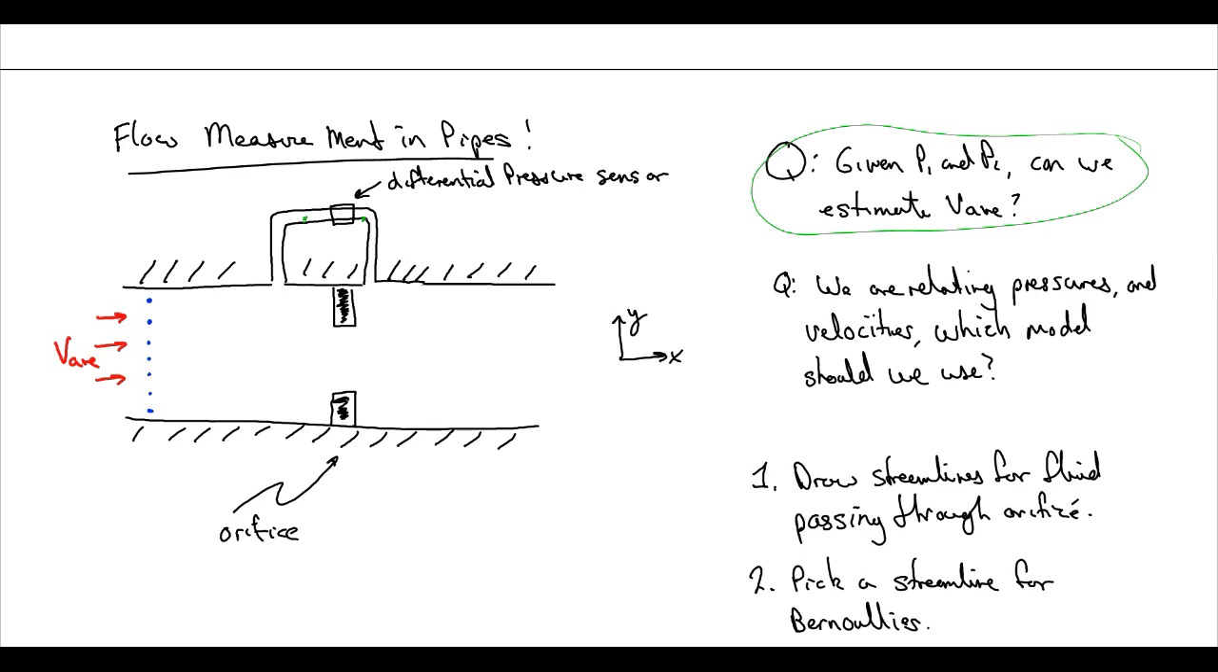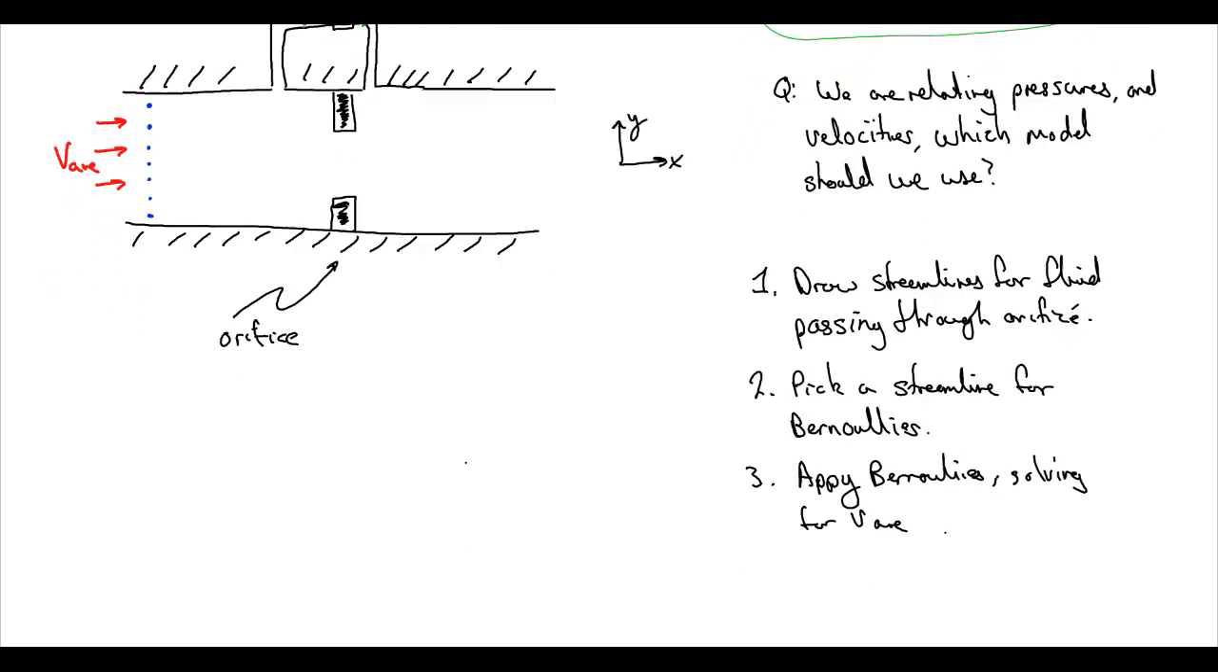So we already have experience with airplanes, so we can guess that if we have two pressure measurements, and an understanding of the fluid that we're using, we should be able to estimate V average. So we're relating pressures and velocities. Which model should we use? Well, there's really only one at this point, but Bernoulli's is a great model if we know we don't have to deal with viscous effects to relate pressures and velocities and heights.